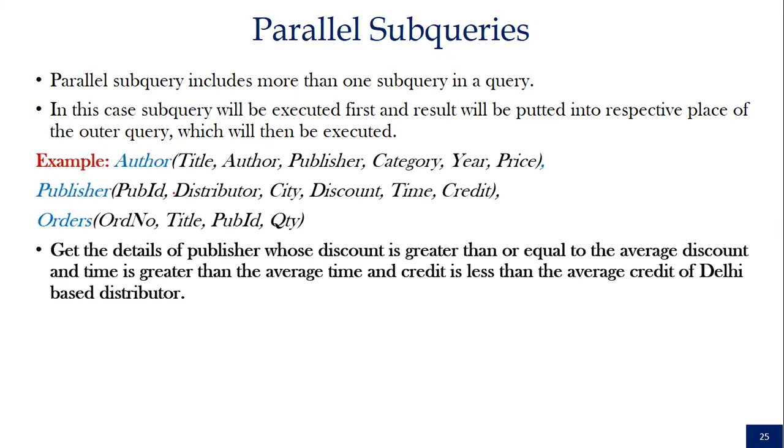You can see the example for the author, publisher, and order tables, where you are asked to get the details of publishers whose discount is greater than or equal to the average discount. So this is one condition. Another is time greater than the average time. This is another condition. And the third condition is credit less than the average credit of Delhi-based distributors. So there are three conditions given.